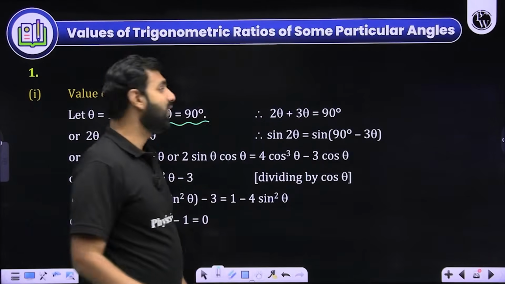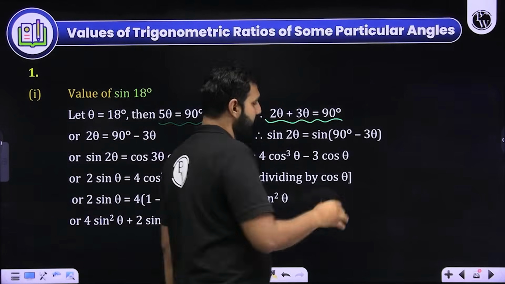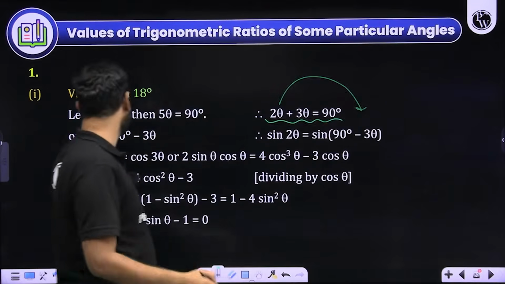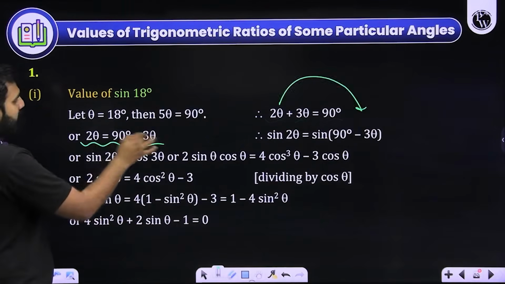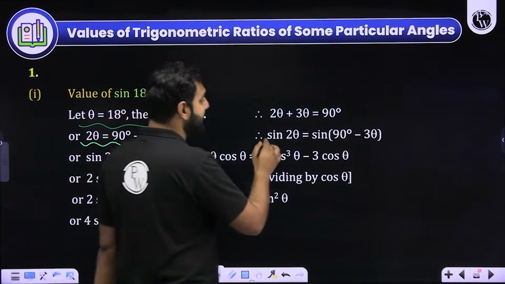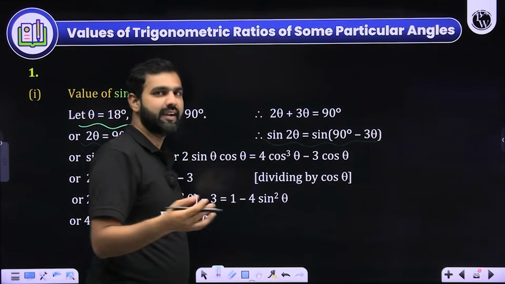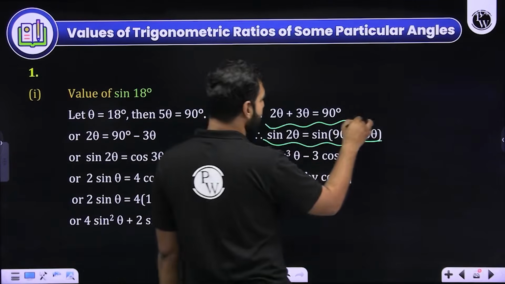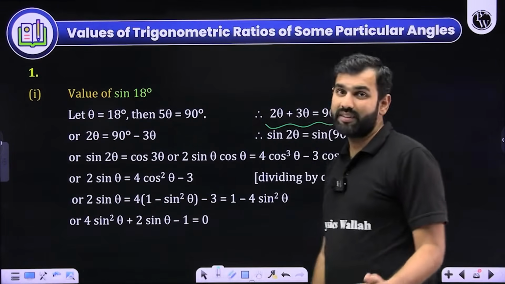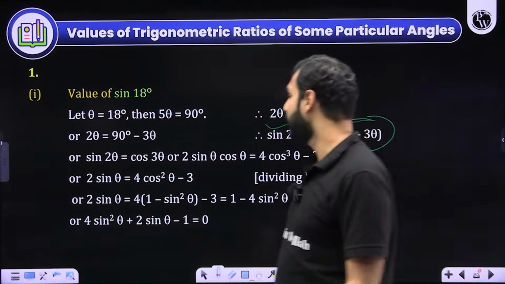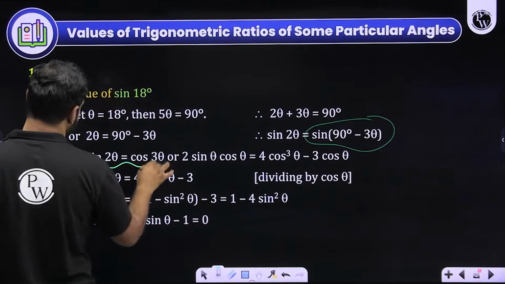Can I write 5 theta as 2 theta plus 3 theta? Yes, I can. So if I take that 2 theta on the other side, 2 theta equals 90 minus 3 theta, or vice versa if I take 3 theta on the other side. If I take sine ratio on both the sides, because both the angles are equal, their sine ratios will also be equal. So sine 2 theta will be equal to sine 90 minus 3 theta. What is sine 90 minus theta? It is cos theta. So sine 2 theta equals cos 3 theta. Did you get this result?